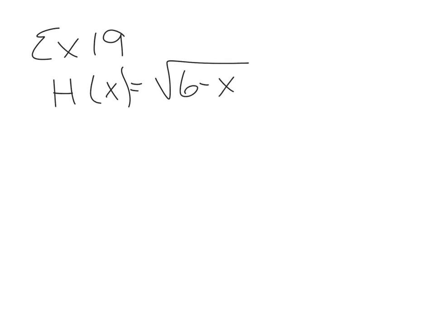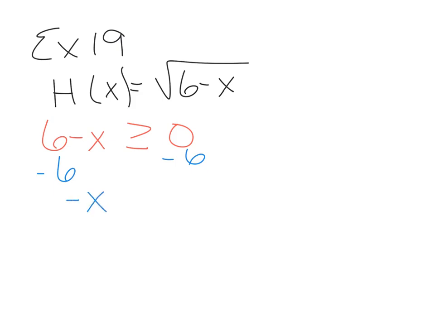Example 19 is the same type of function, a radical function. H of x equals the square root of 6 minus x. To find the domain, it's about the radicand has to be positive or greater than or equal to 0. So we're going to take that radicand, 6 minus x, make it greater than or equal to 0. And then we're going to isolate x. First thing we do, subtract this 6.